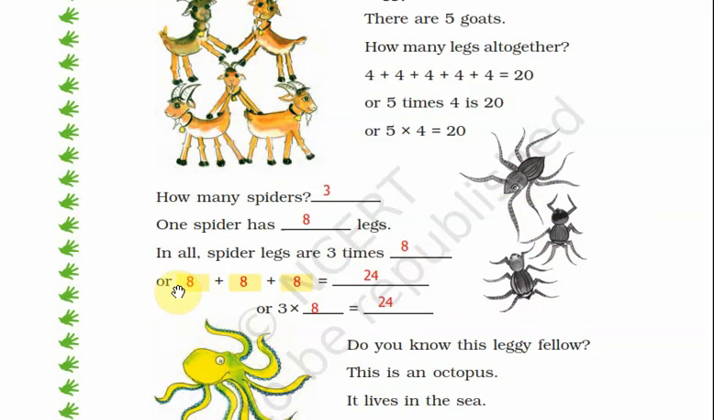Otherwise, 8 plus 8 plus 8. This one has 8 legs. So, first one 8. Again 8 legs. 8. This spider also has 8 legs. So, 8 plus 8 plus 8 is equal to 24.